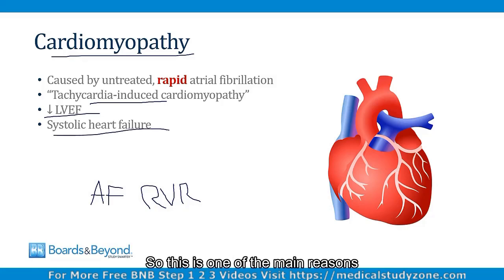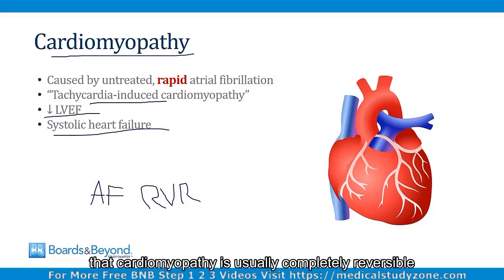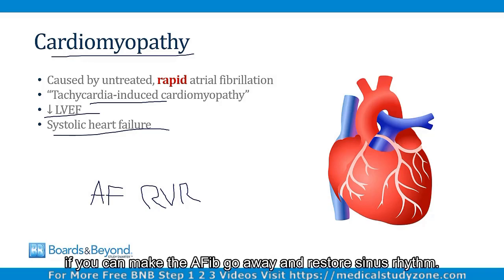So this is one of the main reasons that even if patients are asymptomatic, we don't allow them to remain in AFib with rapid ventricular response. That's because we want to avoid having that patient develop a cardiomyopathy. Also, if patients do develop a cardiomyopathy from rapid AFib, that cardiomyopathy is usually completely reversible if you can make the AFib go away and restore sinus rhythm.